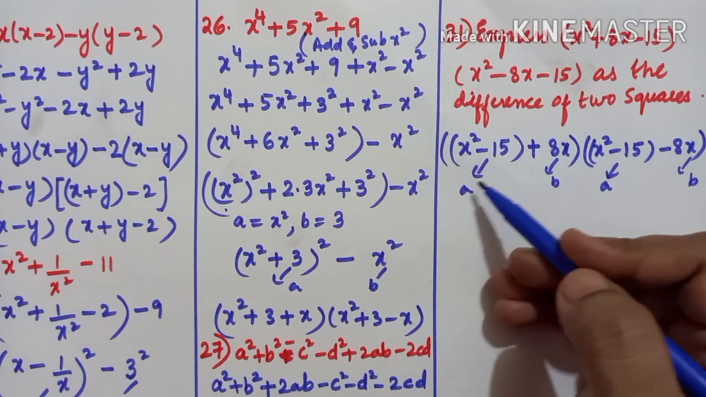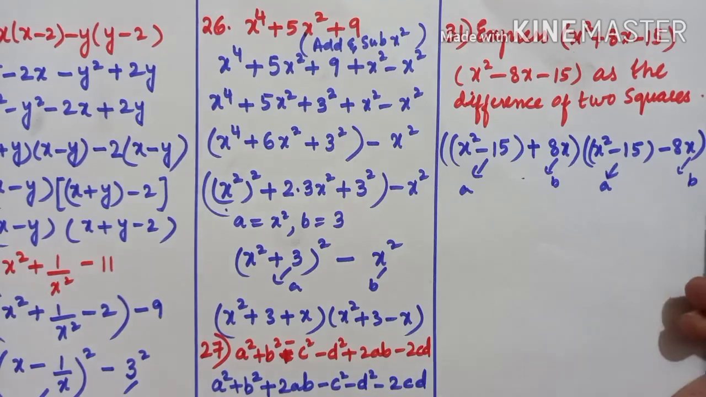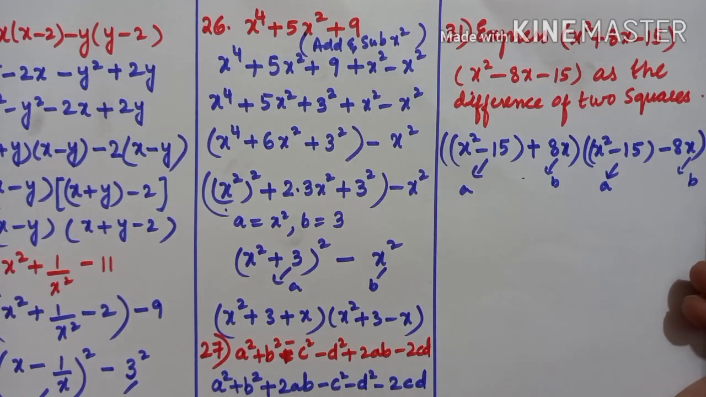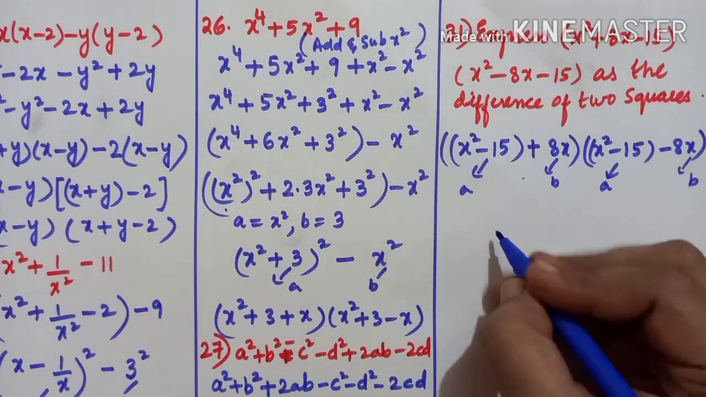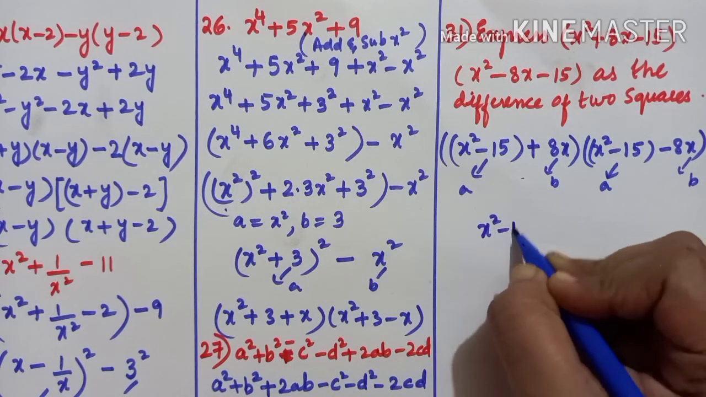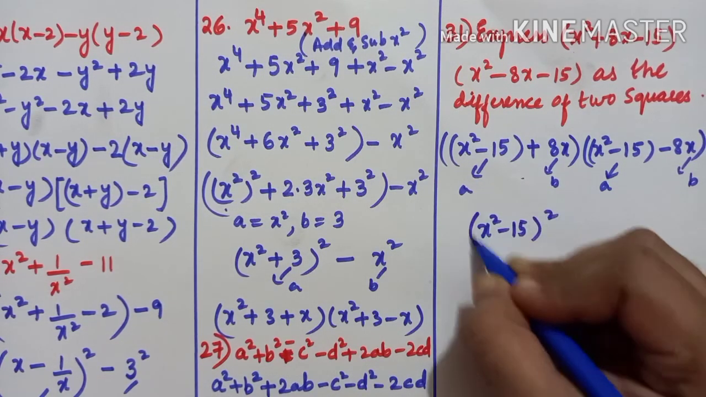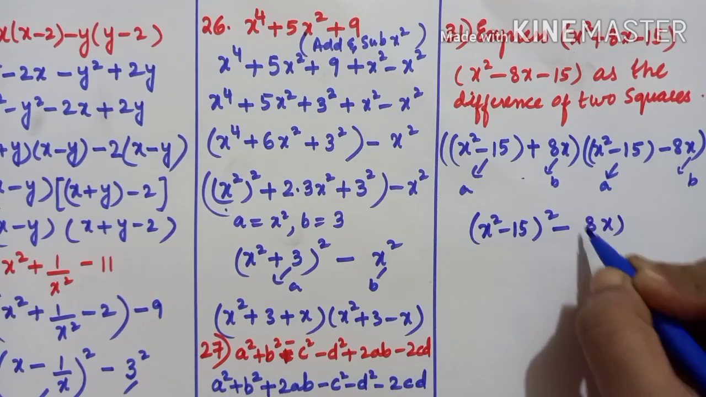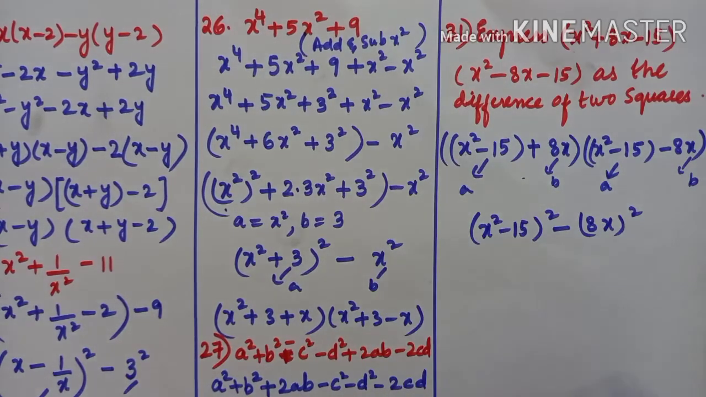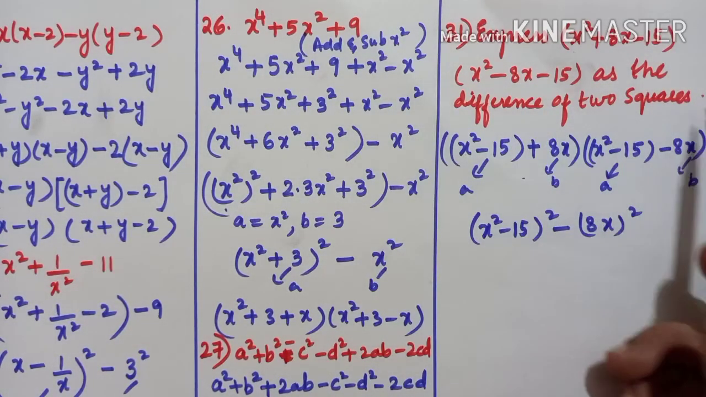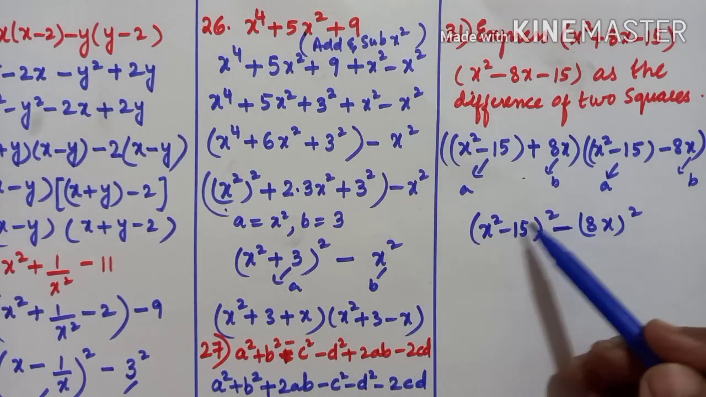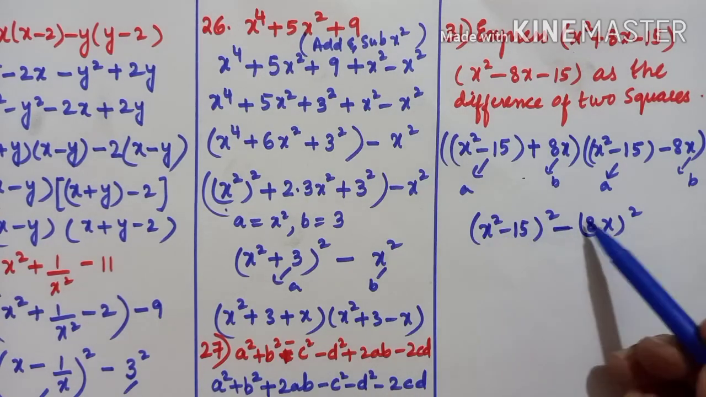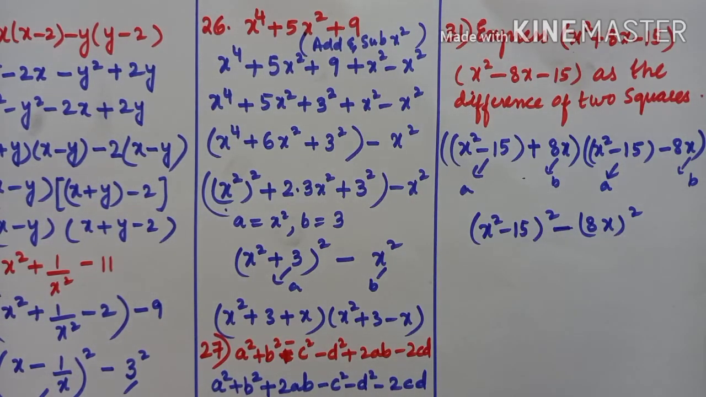So obviously this is in the form of a plus b into a minus b. What is a plus b into a minus b? It's nothing but a square minus b square. So what is your a? x square minus 15 square minus b square. B is nothing but this one, so b square. That's it. You have to express it as the difference of two squares: this one square, this one square.